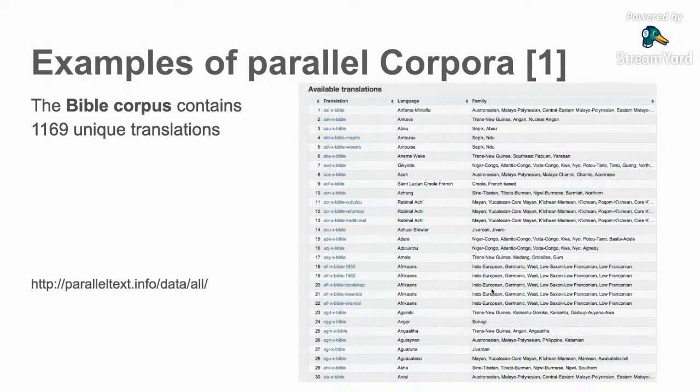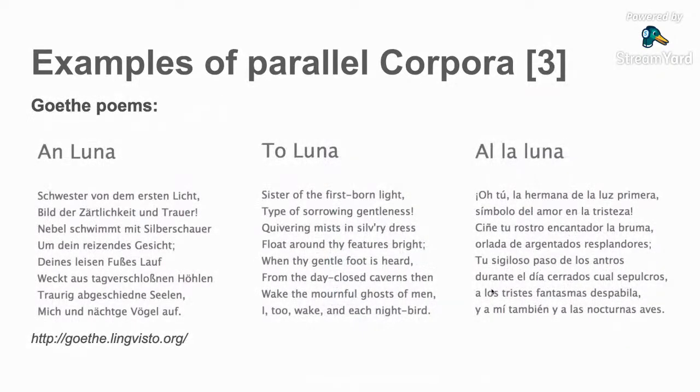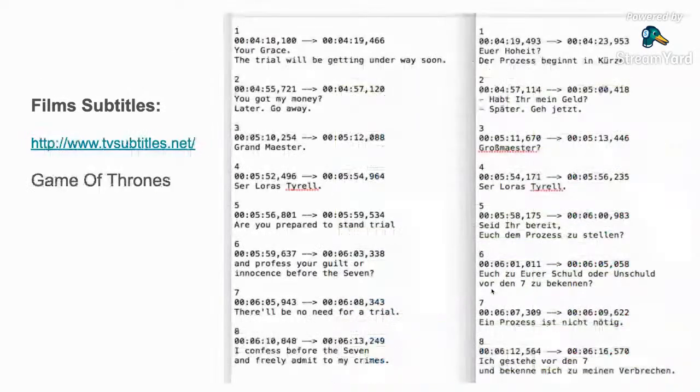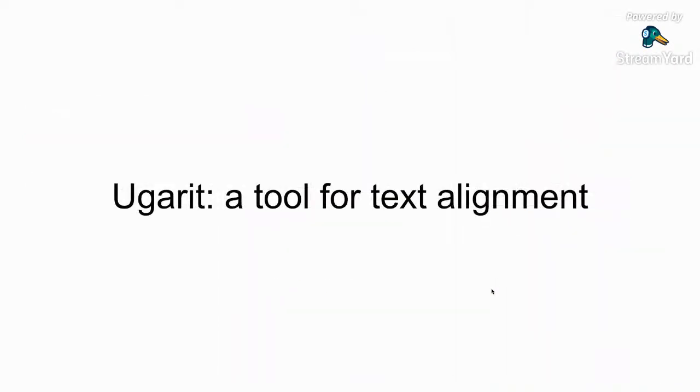One of the largest parallel corpora existing is the Bible corpus, which contains about 1,000 unique translations, but also there are websites with multiple translations of famous poems or literary works. Subtitles are a perfect example of a parallel corpus with multiple translations of the same thing, and so on. So we can use translation alignment to establish correspondences between parallel corpora, between parallel texts, and to better understand the differences and similarities across those.